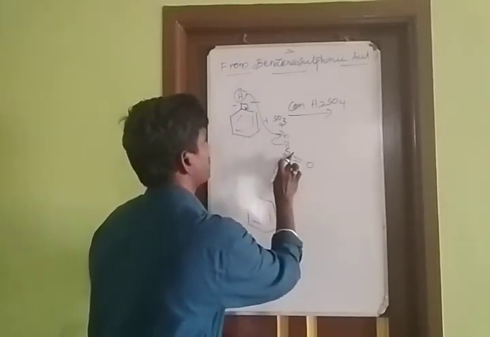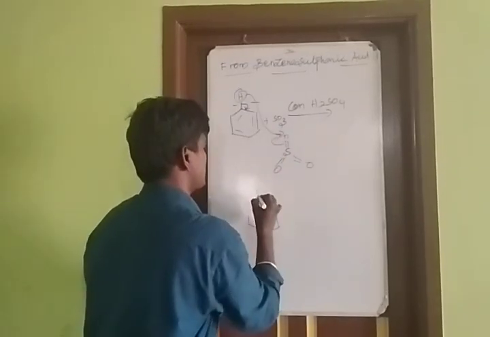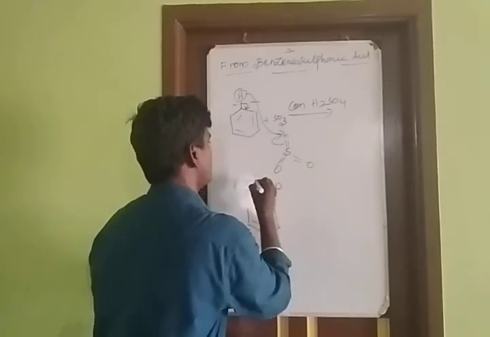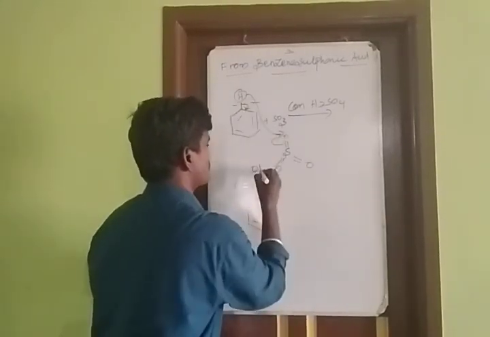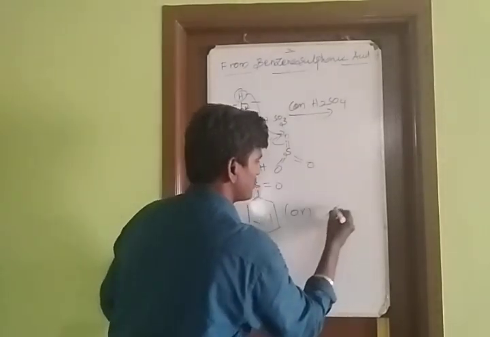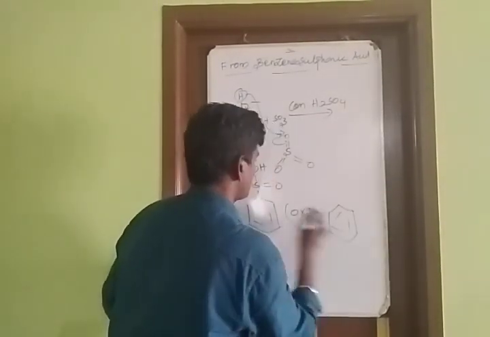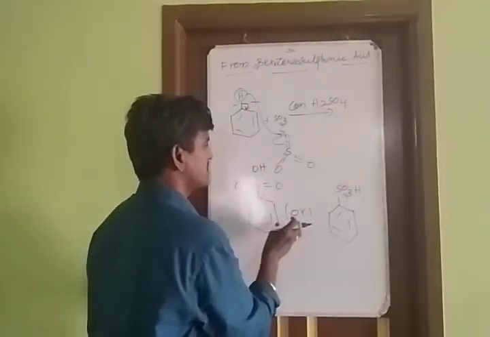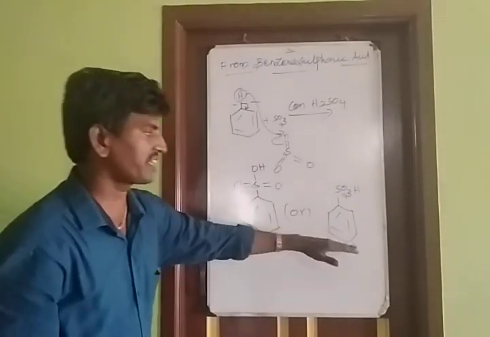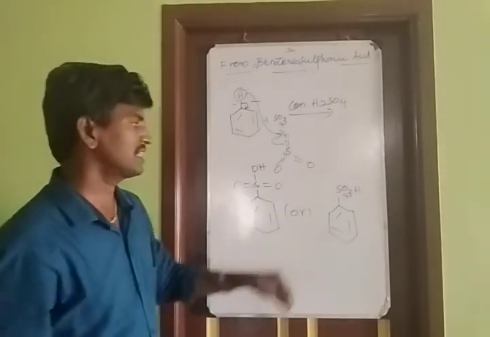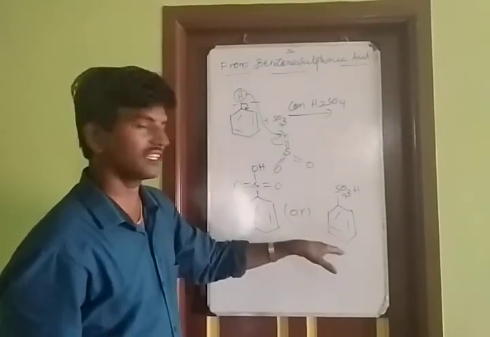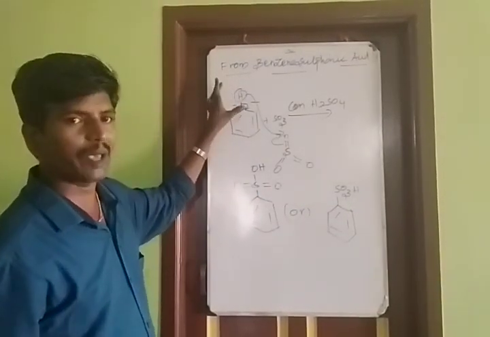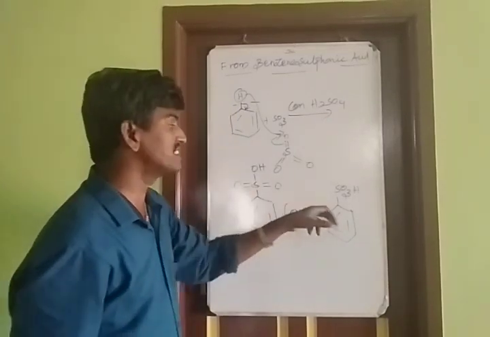Here S plus, carbon minus, bond formation. Double bond O, double bond O. Here single bond O minus with this H plus. Or we can write SO3H, benzene sulfonic acid, C6H5SO3H. Now this is the preparation of benzene sulfonic acid from benzene. Now I am going to prepare phenol from benzene sulfonic acid.